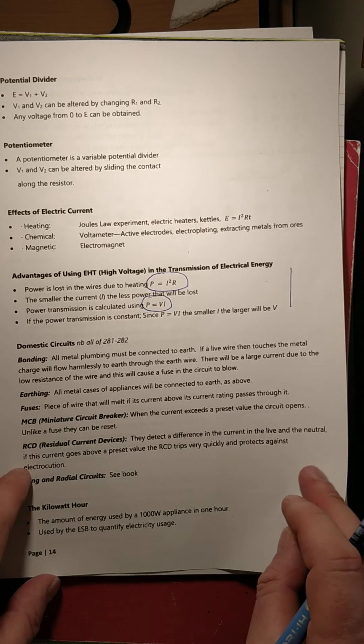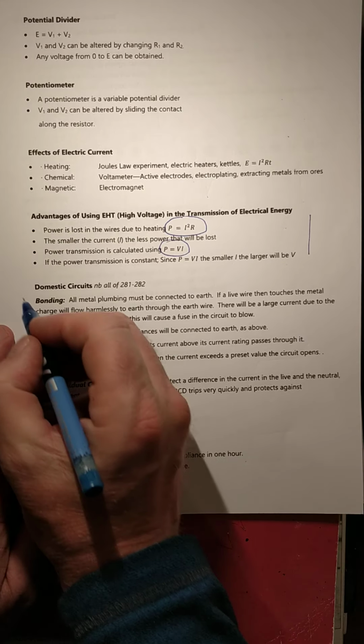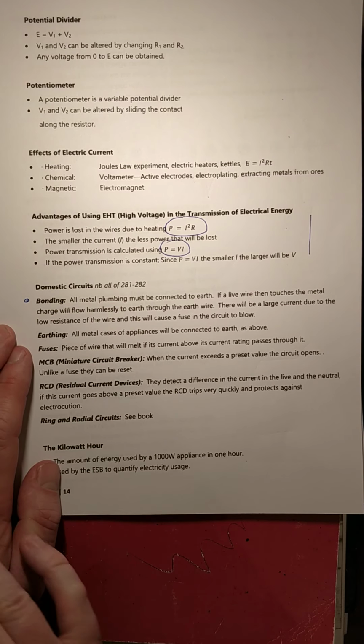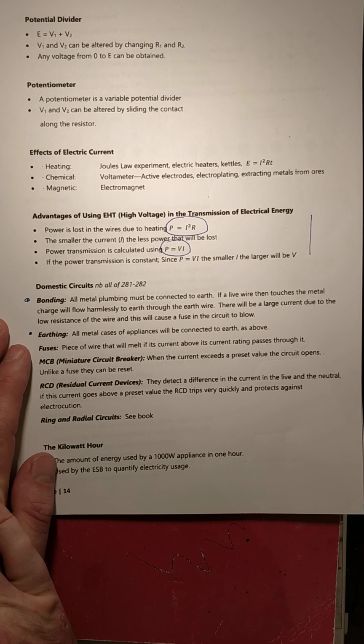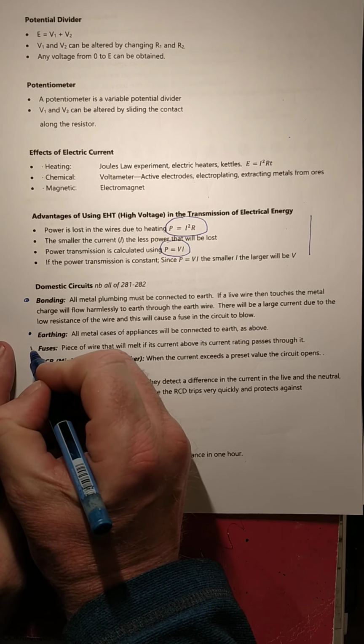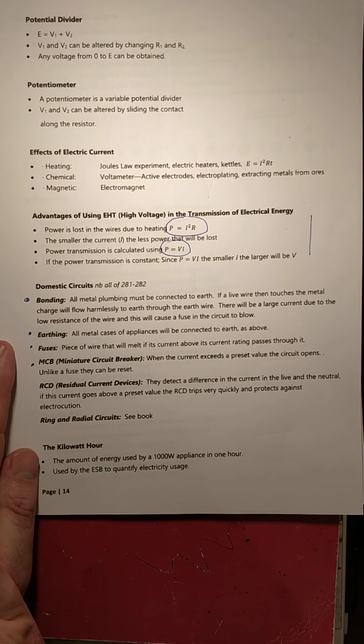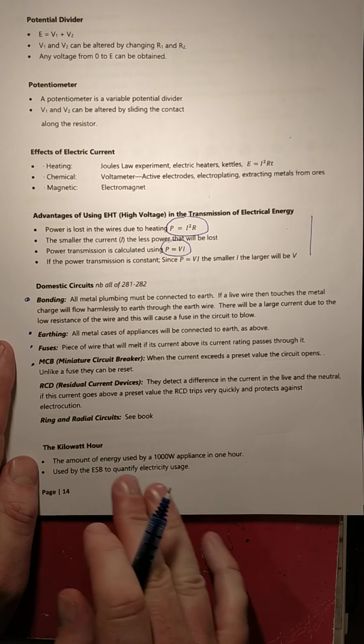Finally, bonding. Domestic circuits, just to run through again. Bonding: any metal piece, same with earthing, anything that's metal is connected to earth, so that if it goes live, current will flow quickly to earth and blow the fuse. Fuses and miniature circuit breakers, in both cases, same idea. If current goes above a certain value, it turns off the circuit. For a miniature circuit breaker, we can reset it. For a fuse, you must replace the fuse.